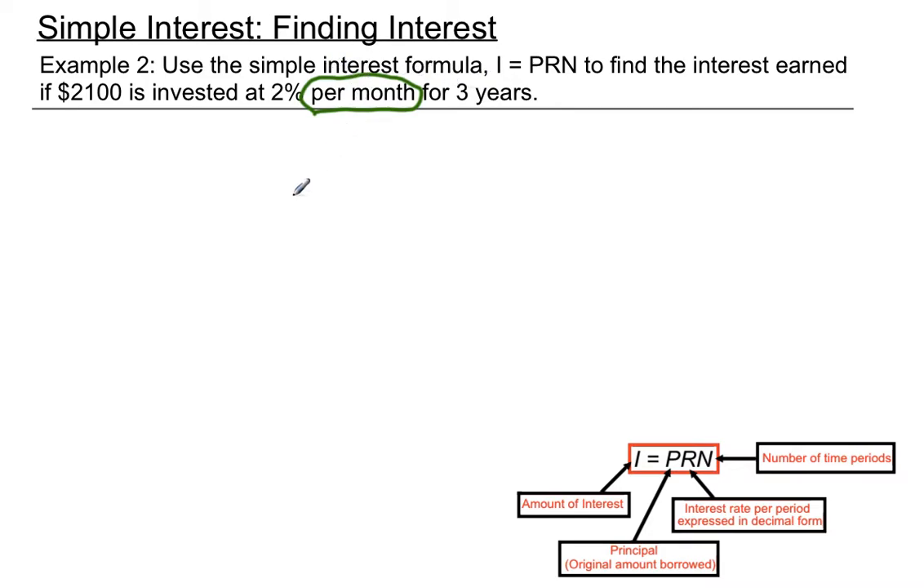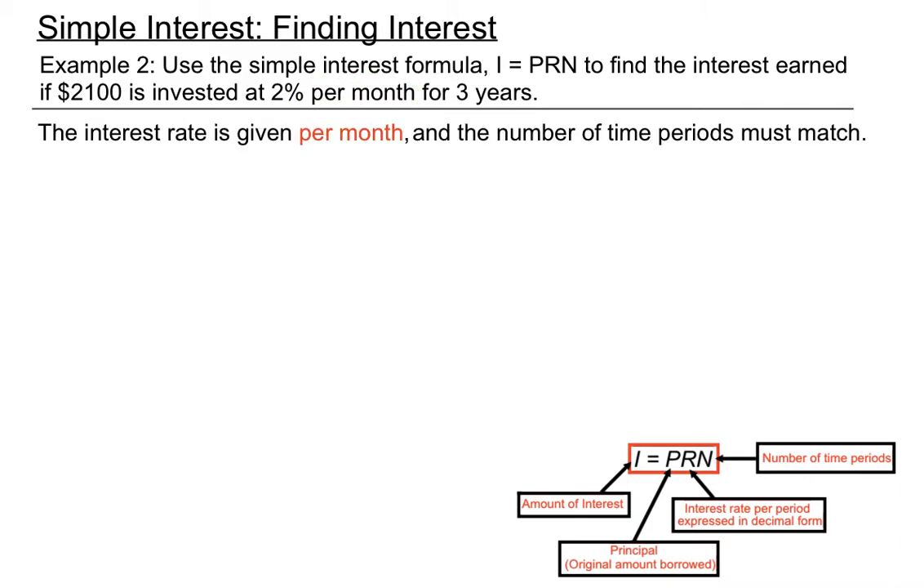So it's a bit weird here. We have a per month interest rate, but we have a time period quoted in years. Okay, how do we respond to that? The interest rate is given per month, and the number of time periods must match that. So it's important that our interest rate quote per month or per year matches the number of time periods we have here. We can't use months for interest rate and years for the time period, or vice versa. They have to match each other.